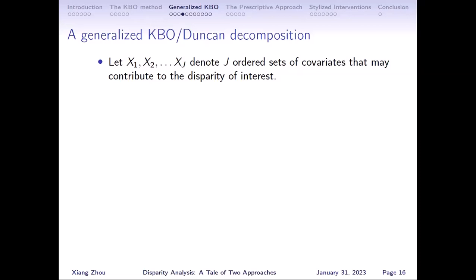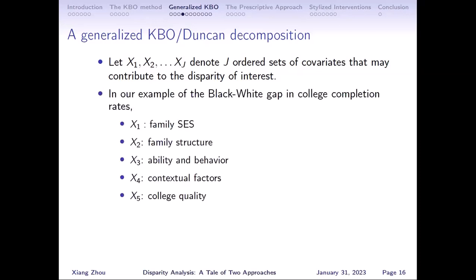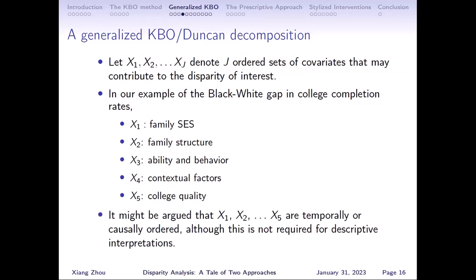So here we let x1, x2, all the way to x capital J denote J ordered sets of covariates that may contribute to the disparity of interest. In our example, we use x1 for family SES, x2 for family structure, x3 for ability and behavior prior to college, x4 for contextual factors like neighborhood conditions and school characteristics, and x5 for a measure of college quality. It might be argued that these variables are temporally or causally ordered, although this is not required for descriptive interpretations. We conduct the decomposition sequentially, but that doesn't mean these variables have to be causally ordered in the real world.